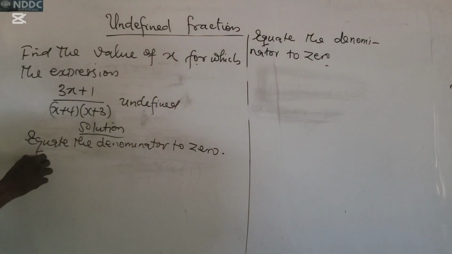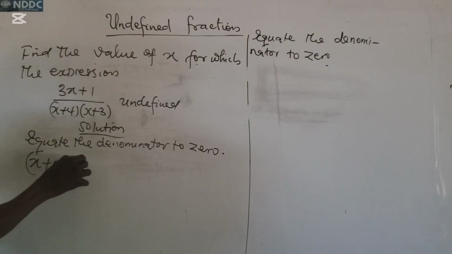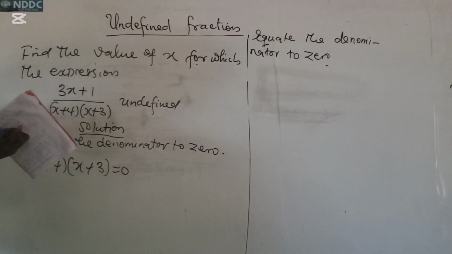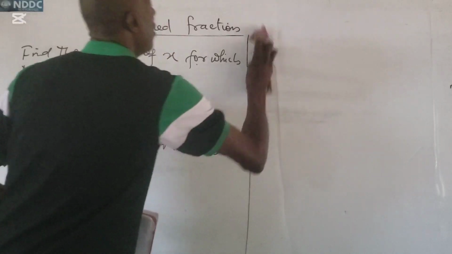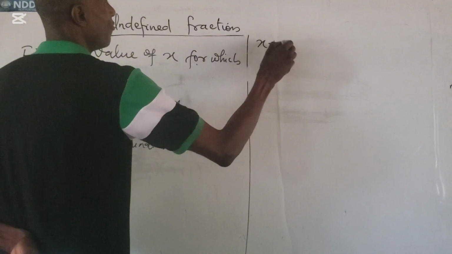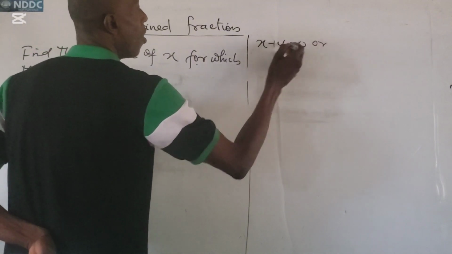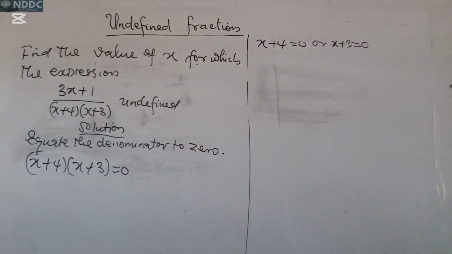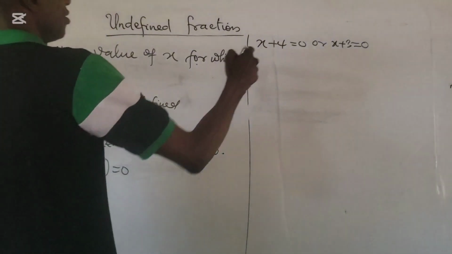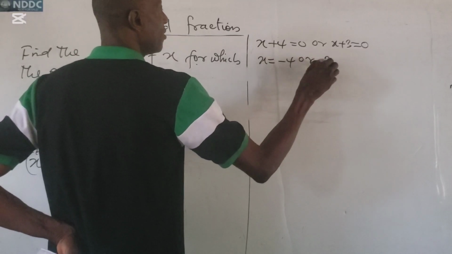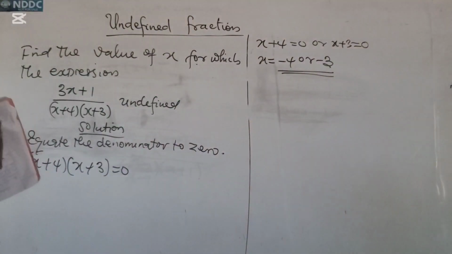Simply put, x plus 4 and x plus 3 is equal to what? 0. Okay, let's solve it here. We will now take each of the brackets, which is x plus 4 is equal to 0, or x plus 3 is equal to 0. So we equate each of the brackets to 0. When this plus 4 comes here, x will now be minus 4 or minus 3. So this is the expression.